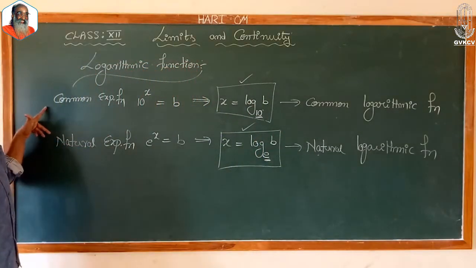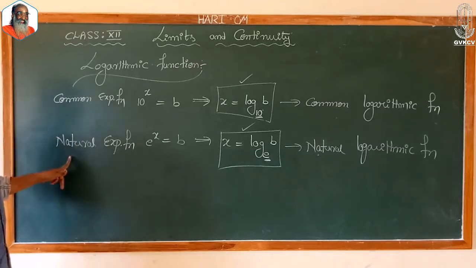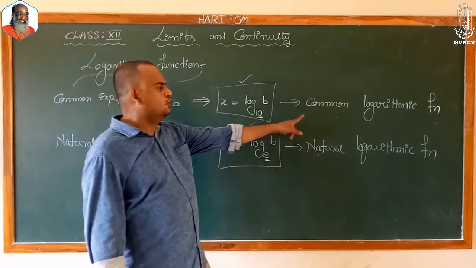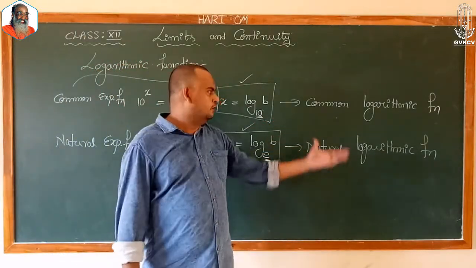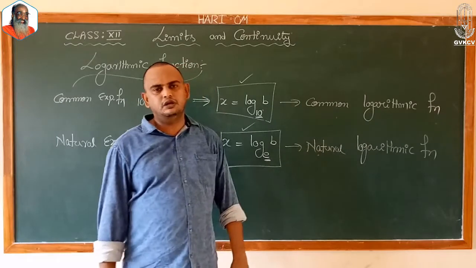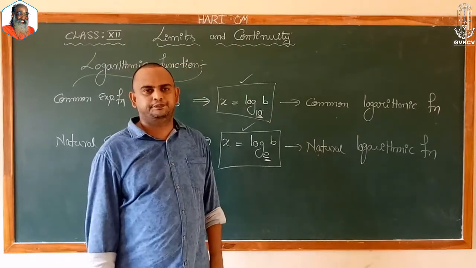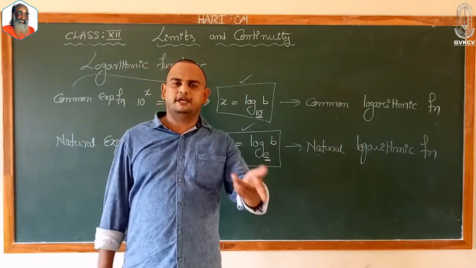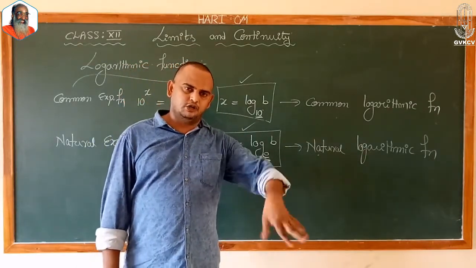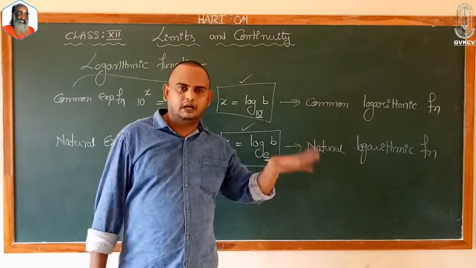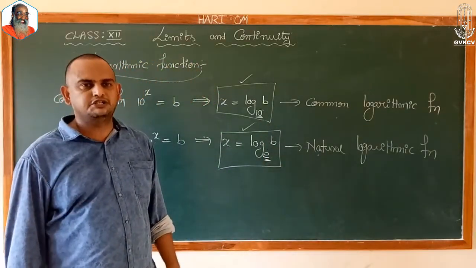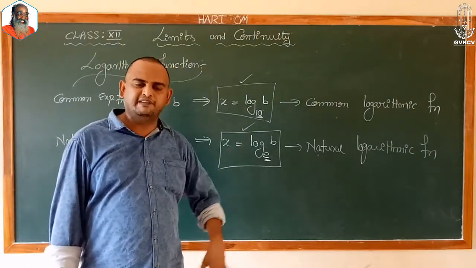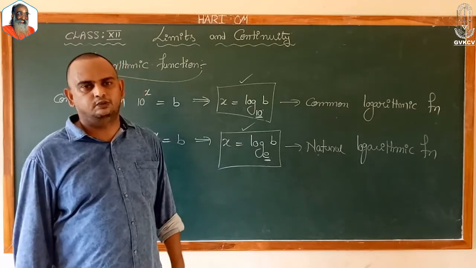We have two types of exponentials: common exponential and natural exponential. When we have two exponential functions, obviously you have two logarithmic functions also. One is common logarithmic, another one is natural logarithmic function. This is just the general concept about the relation between exponential and logarithmic. Now let me give a clear definition of the logarithmic function, and we have a few applications of logarithmic functions, and we have a graph also that we discuss now.